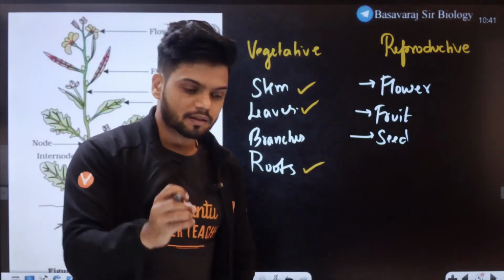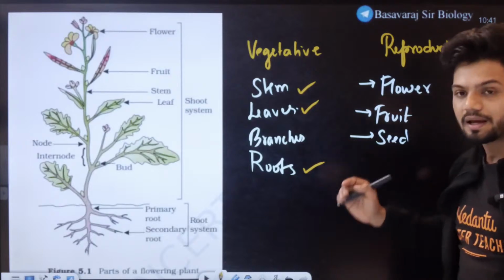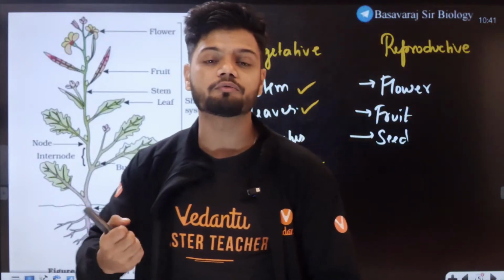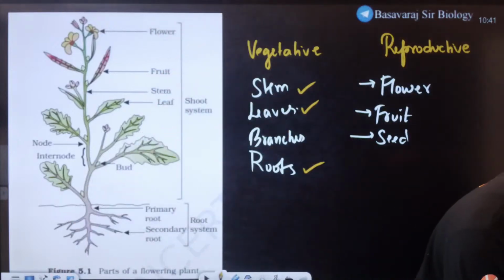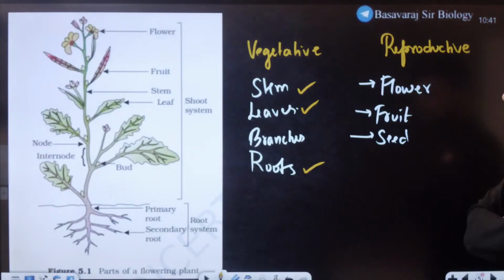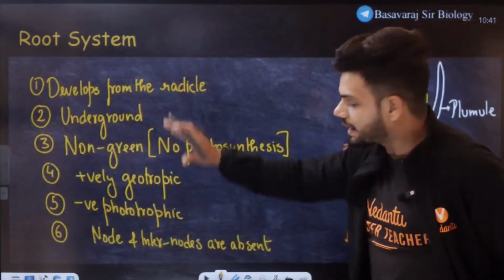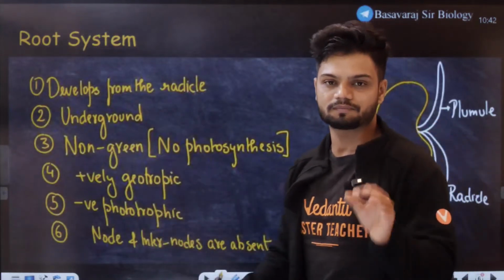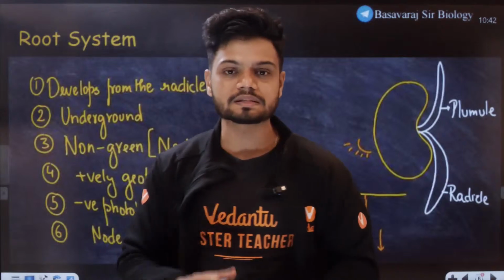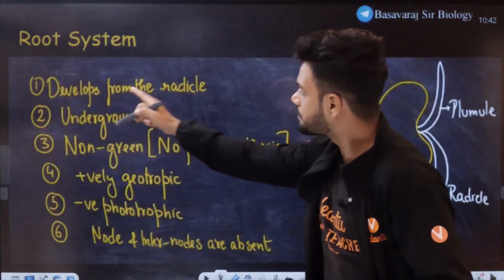Now students, quickly tell me in the chat, which of these following parts is responsible for absorption of water and nutrients? Obviously, it is going to be the roots. Now, here I have the information given for all of you. I will read it for all of you. All you need to do is tell me, sir, yes, I understood, the concept is clear to me. Now, first of all, the entire root develops from the radicle.